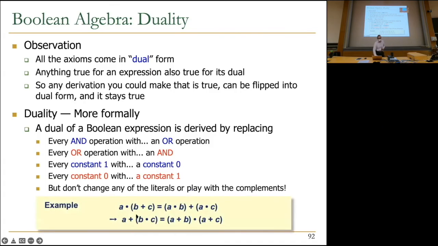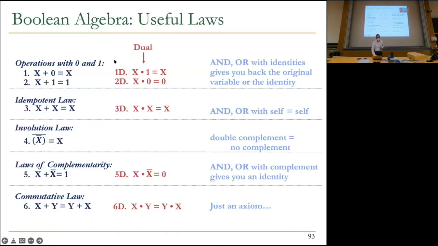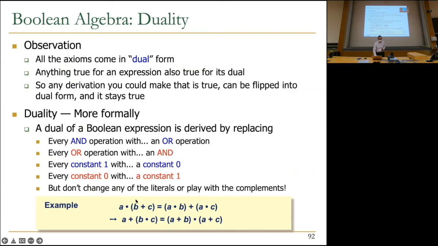So an example is like this. You have this equation, A and (B or C). You can distribute the AND over OR, and you get (A and B) or (A and C). This is equivalent to the bottom equation over here, where you replace the AND with OR, and you replace the OR with AND. And that's what you get, basically. So these are actually dual equations. This is the dual of a Boolean expression. So why is this important? We will see that.